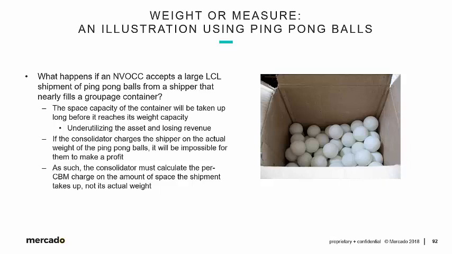Think of it this way, second sub-bullet point. If the consolidator charges the shipper on the actual weight of the ping pong balls, let's say it was 1,000 kilos, the equivalent of 1 cubic meter, it will be impossible for them, the consolidator, to make a profit. As such, the consolidator must calculate the per CBM charge on the amount of space the shipment takes up, not its actual weight. That's a super important concept. In our next section, we're going to do the math behind that.